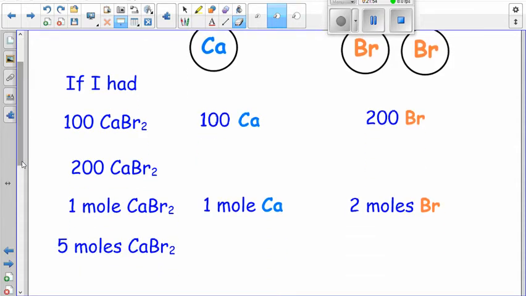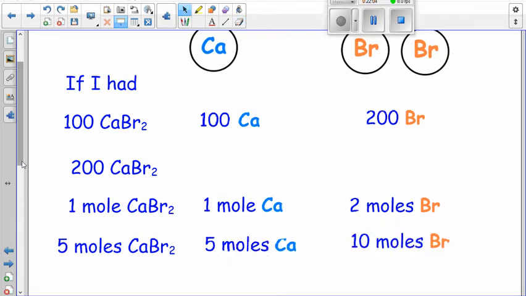One more question for you: if I had 5 moles of calcium bromide, Nick, how many moles of calcium would that be? How many moles of bromine would that be? That's right. So really what he's doing there, he's like, okay, there's an invisible 1 here. 1 times 5 would give me 5 moles of calcium. 2 times 5 would give me 10 moles of bromine. Does that kind of make sense?